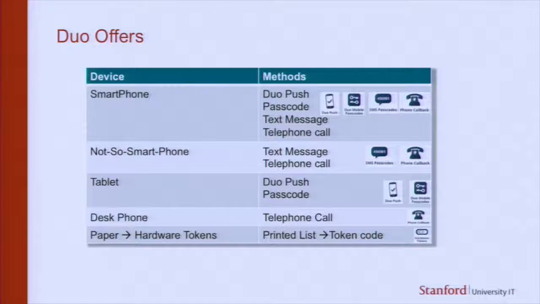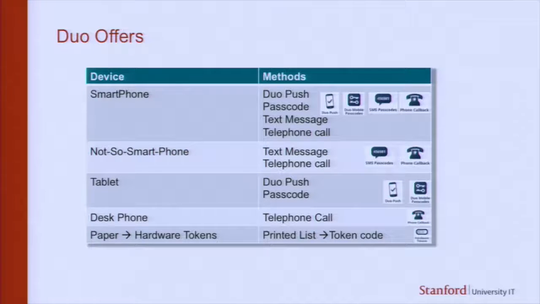SMS passcode, so you can still use text messaging, and you can do that even if you have Duo Push logged into your computer, to your device. The Duo SMS passcode will still work like it did before. It's just a longer code. I think before it was 6 digits, and now it is 7 digits. And it's coming from, I believe, a 313 area code.